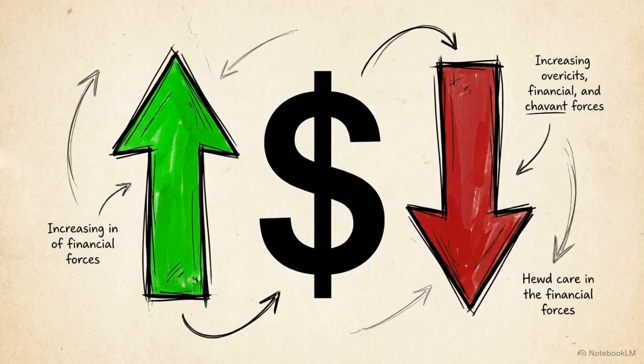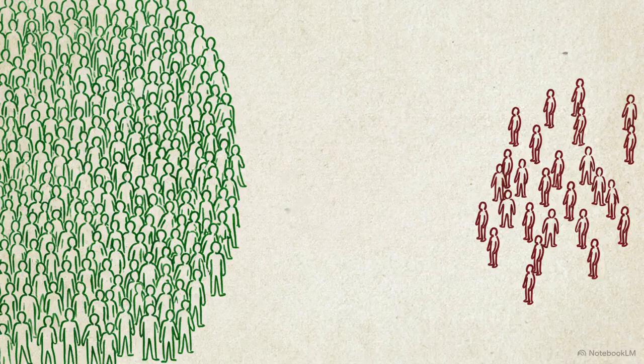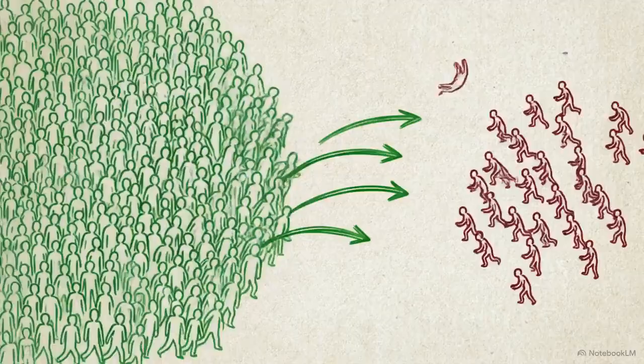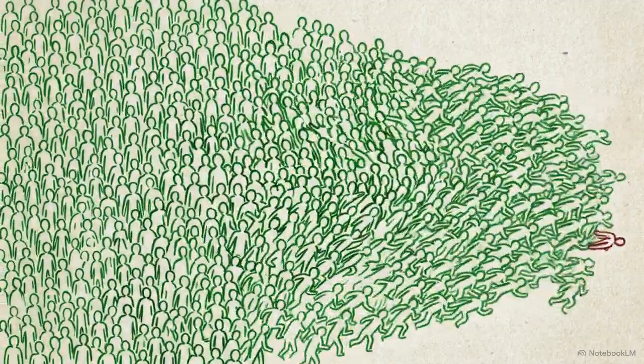This leads us to the single underlying reason a price moves in any financial market. Whether you are trading stocks, foreign currency, or digital assets, the price rises or falls strictly because of an imbalance between the number of buyers and the number of sellers.